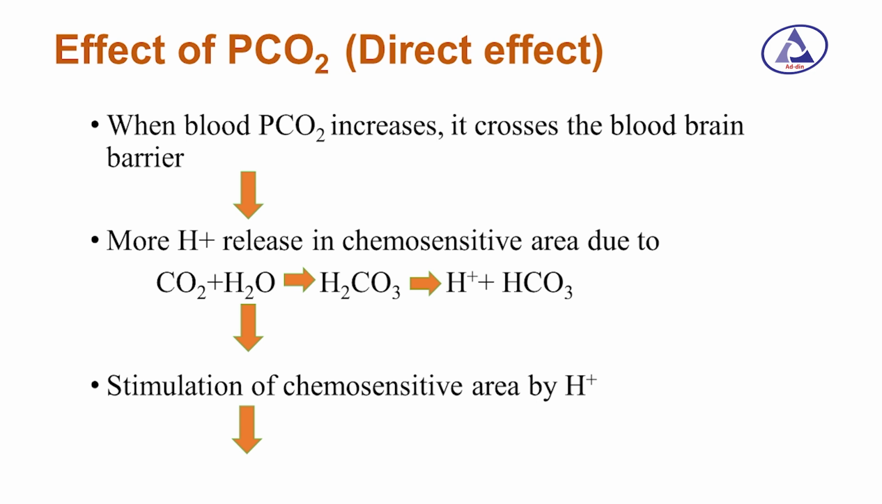ঠিক আছে, আজকে শুধু একটু বলে শেষ করে দিব। Effect of PCO2, the effect of partial pressure of carbon dioxide. দেখো ডিরেক্টলি কাজ করে নাকি ইনডিরেক্টলি কাজ করে, তোমরা বলবা. When blood partial pressure of carbon dioxide increases, it can cross the blood brain barrier. More hydrogen ion is released in the chemosensitive area because carbon dioxide combines with water, forms carbonic acid, and then dissociates into hydrogen ion and bicarbonate ion. Then the stimulation of the chemosensitive area occurs by hydrogen ion.